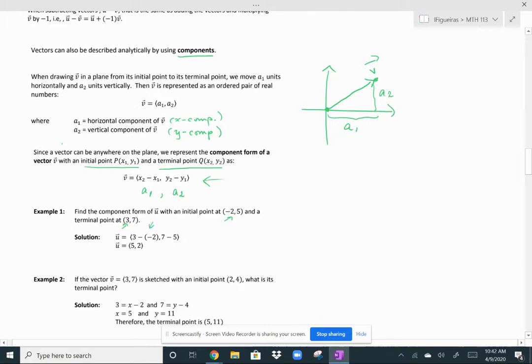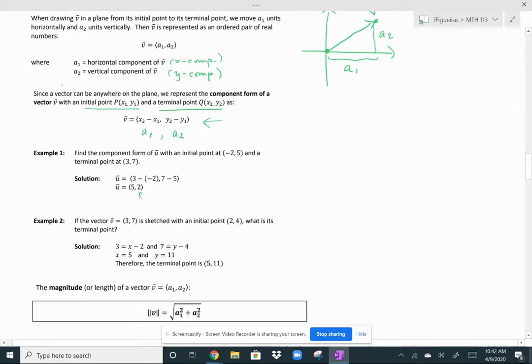So it's 3 minus -2, which becomes 5. So that's the x component of u. Then to find the y component of u, you repeat this process. So I'm going to take the y component of the terminal point and the y component of the initial point, subtract them. 7 minus 5 gives you a value of 2. So vector u has components 5, 2.